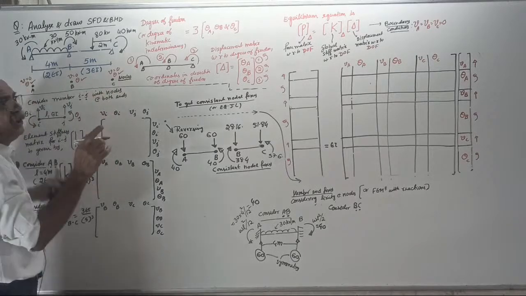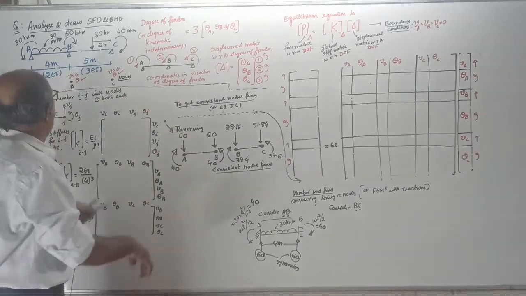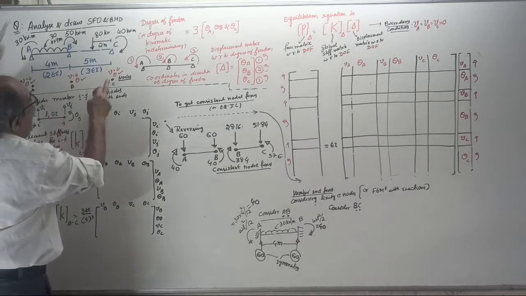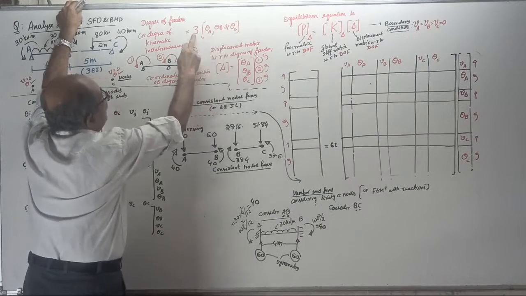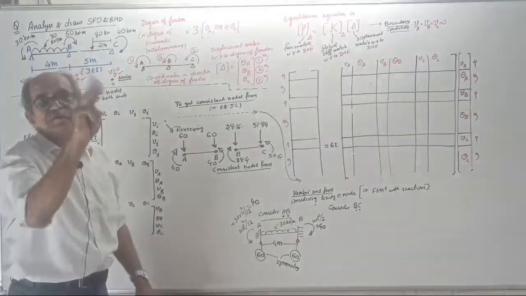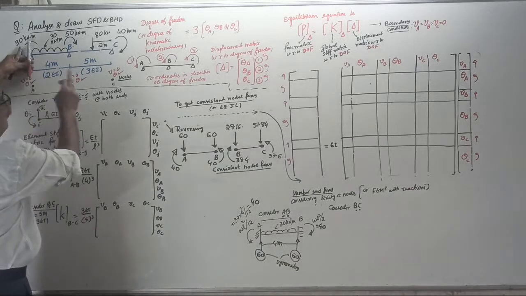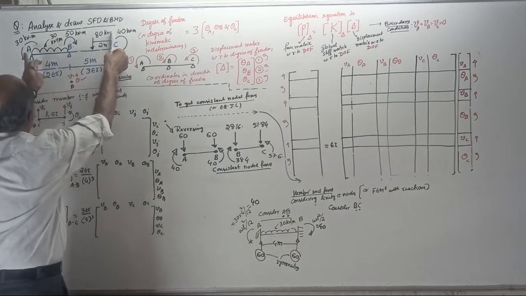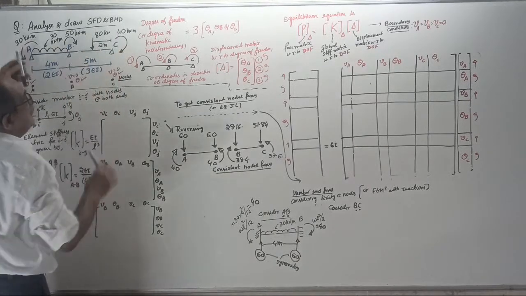In exam, don't write these things. Simply write the answer. So, unknowns are theta A, theta B and theta C. Degree of freedom is 3. Suppose they give fixed end here, theta A becomes 0, only 2. If fixed end is given here, theta C is 0, again 2. If both are fixed ends, only theta B.